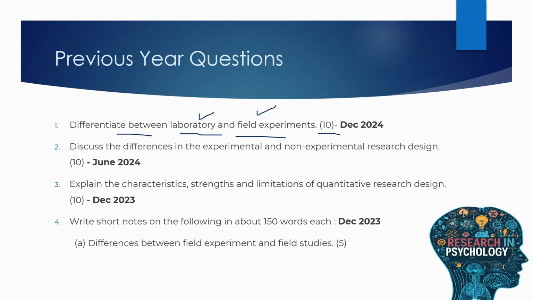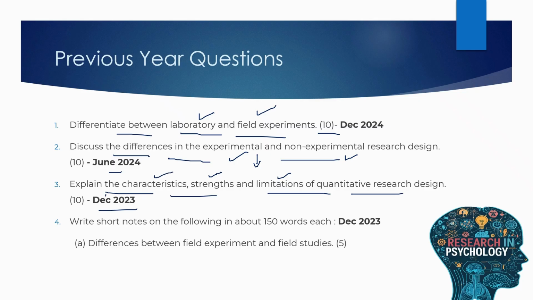And then in June 2024, we had discuss the differences in experimental and non-experimental research design. Here you have to write what is experimental, what is non-experimental, and what are the different types of experimental research design. Then in December 2023, we had explain the characteristics, strengths, and limitations of quantitative research design. This also we have discussed, right? We have seen what are the strengths, we have seen what are the limitations, and we have seen what are the characteristics. And I said these are very similar to elements of research design that we have discussed.